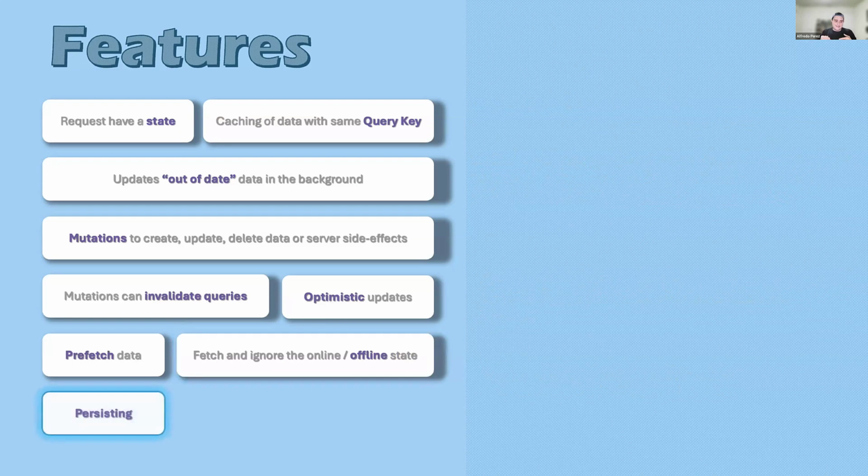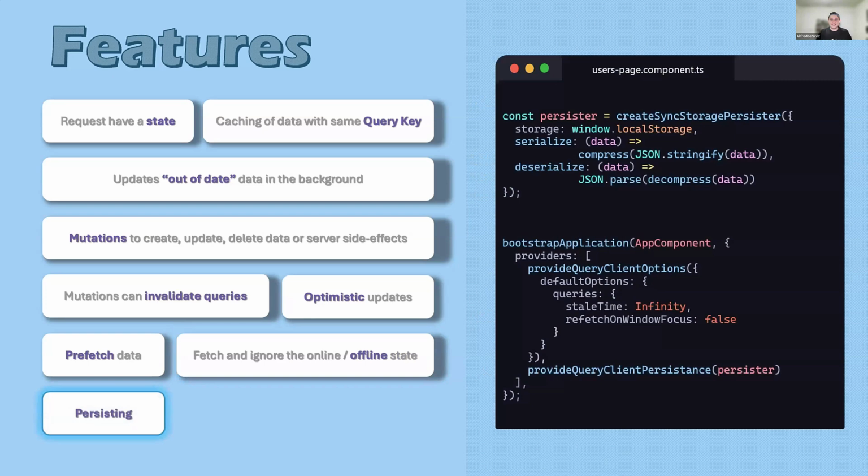And really related to this are the persisters. One thing that you have with state management is that whenever you refresh the page, reload the page, or close the browser and open a new one, you might lose some of the data and it's going to need to get the data again. But TanStack Query provides a way to persist this state to either local storage or IndexedDB or any kind of persistence that you want to configure.